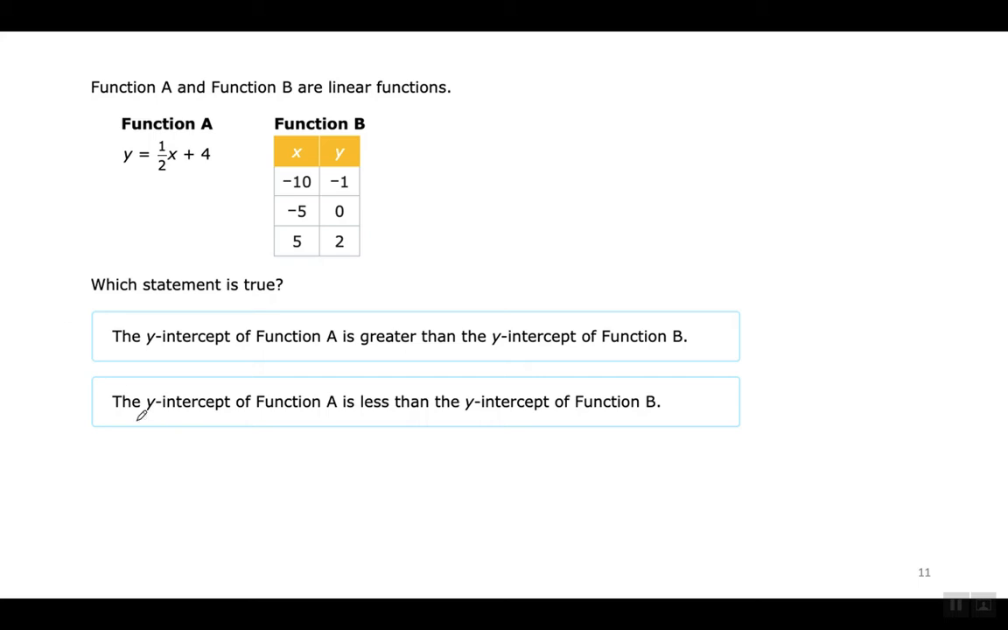Alright, here we go. On this one, we're comparing the y-intercept. So for function a, the y-intercept is positive 4. For function b, I have to write out the equation.